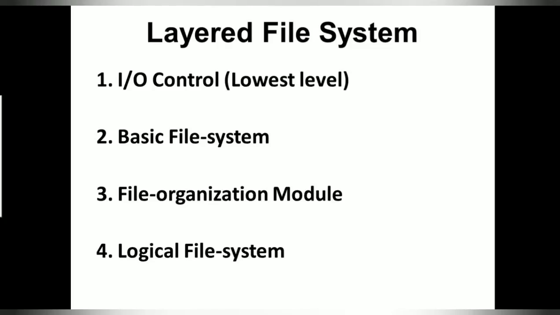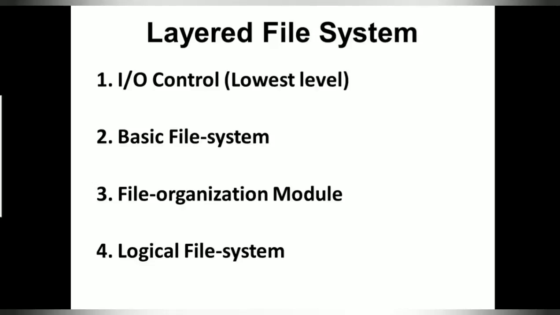Having seen the file system structure, the next thing that we have is file system implementation. The hard disk provides the bulk storage on which the file system is maintained. Now let us see the layered file system. That is, the file system by itself is composed of many different layers.